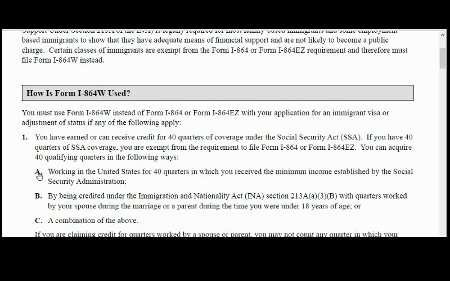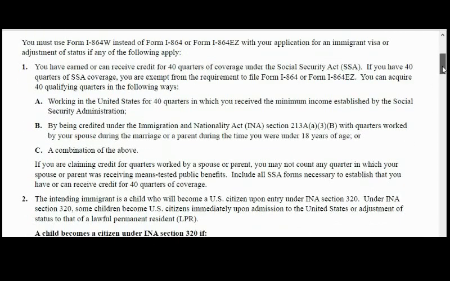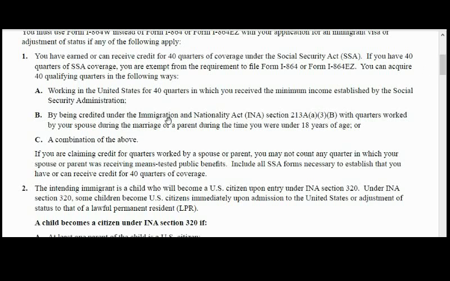So over here, on A, it says working in the United States of America for 40 quarters in which you received minimum income. So that's what I just talked about. If you work here for 40 quarters, which is 10 years of work, then you are qualified. And then the second one is B, as you can see here.